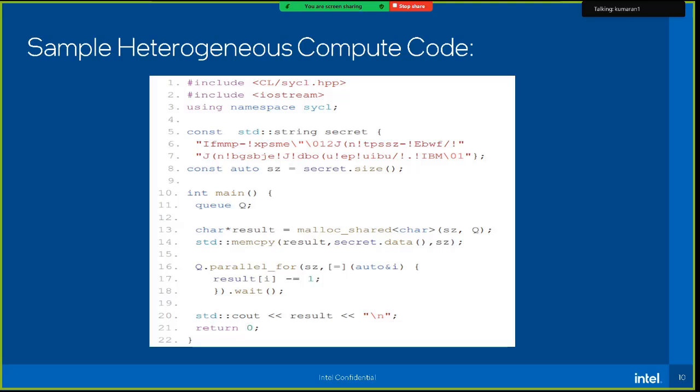So now explicitly we are saying that it doesn't matter whether you decrement the first character first or the last character first. You can go ahead and do this operation in parallel for all the characters. And finally you wait for the result, line number 18, and once the result is available, you do the print. This is a very simple code, but explicitly we are saying that you don't have to do this in a sequential manner, one character at a time. You go ahead and do this in parallel.